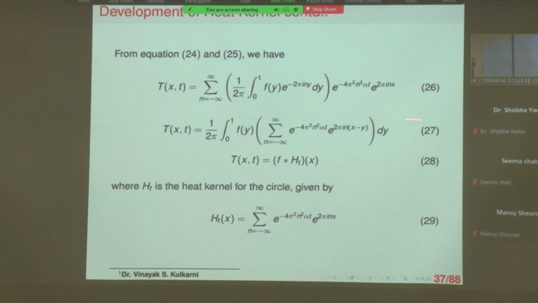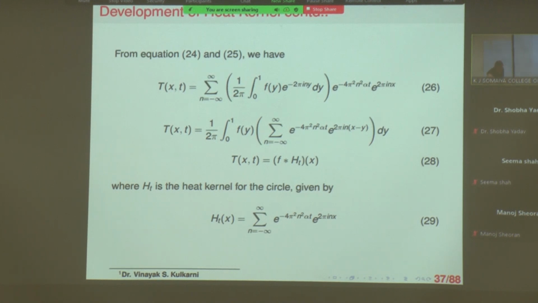Now this equation 27 also represents the temperature function at a particular point x at a particular time instant t. But in another way, this can be written as a convolution of f and h_t, where h_t represents the heat kernel for a circle. The heat kernel is given by this bracket term: the summation over n from minus infinity to plus infinity of e to the power minus 4 pi square n square alpha t, times e to the power 2 pi i n x. This is a variable ultimately, even though it is x.